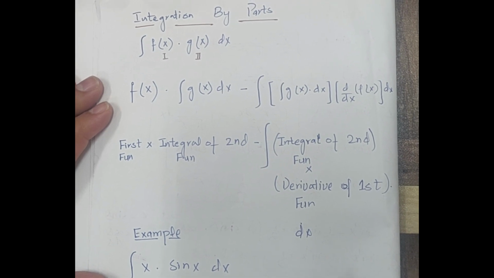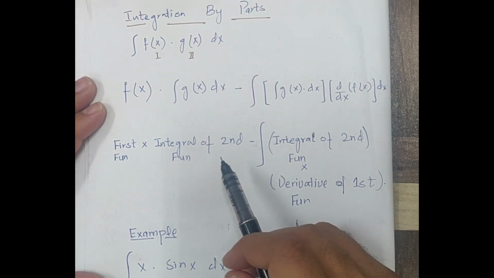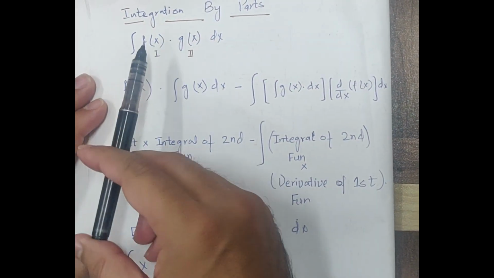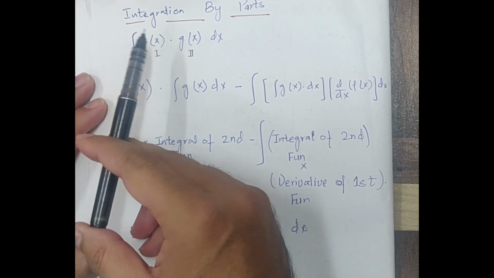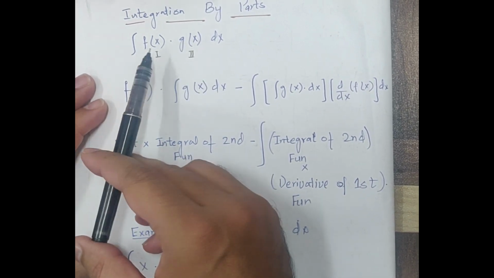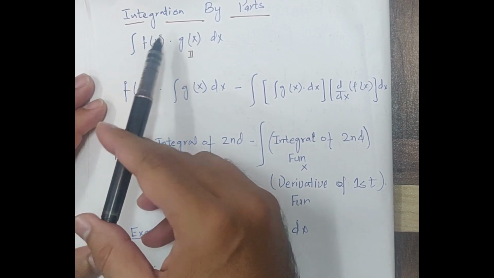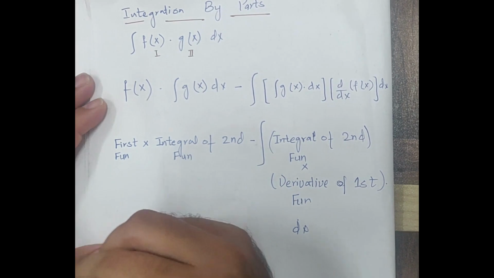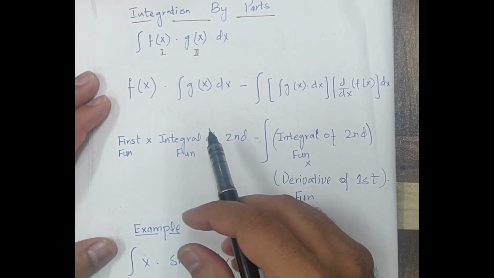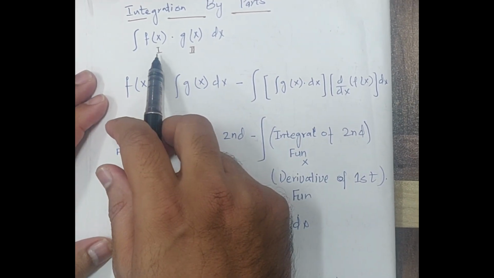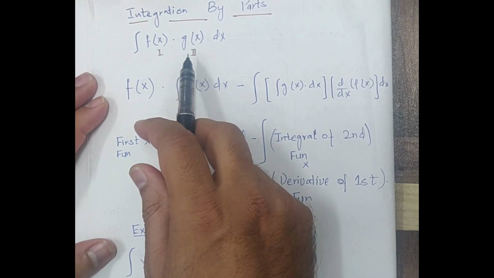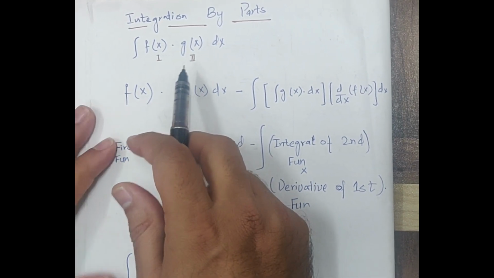So let's just dig right into it. I have written the formula here. Let us assume there are two functions which are being multiplied and we have to find the integral of the whole expression, like the integral of f of x multiplied by g of x dx. Now let us call the function f of x the first function, and the function g of x the second function. Okay.